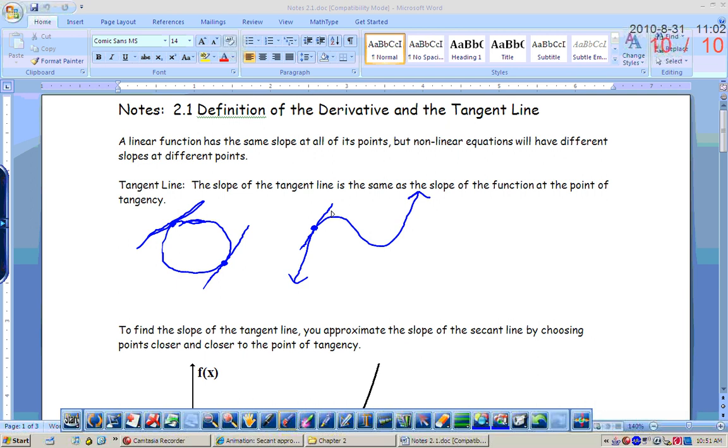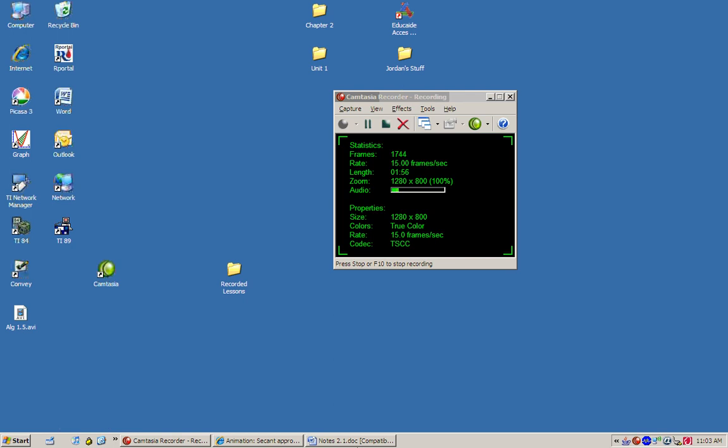What we do is we're going to approximate the slope of a secant line by choosing points that are closer and closer to the point of tangency. Well, a secant line is a line that intersects the graph in two places.